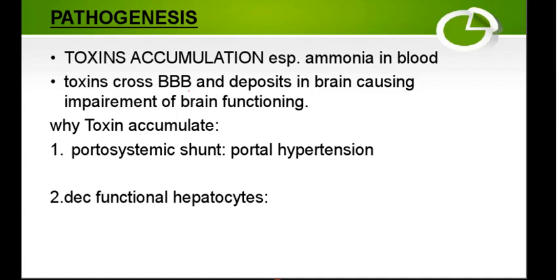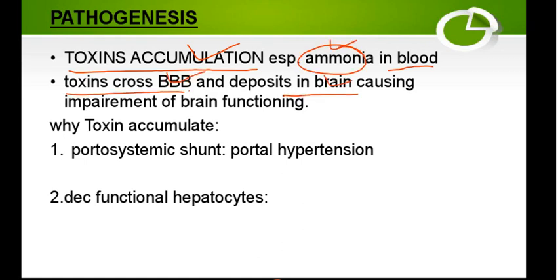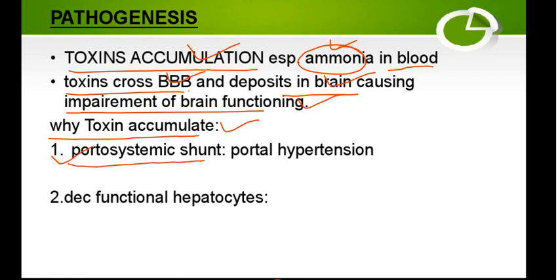Now what is the pathogenesis? It is the accumulation of toxins in the blood, mainly ammonia, which crosses the blood-brain barrier and gets deposited in the brain. That leads to the impairment of brain functioning. Now, why do these toxins accumulate in your body? The main and most important factor is portosystemic shunt.